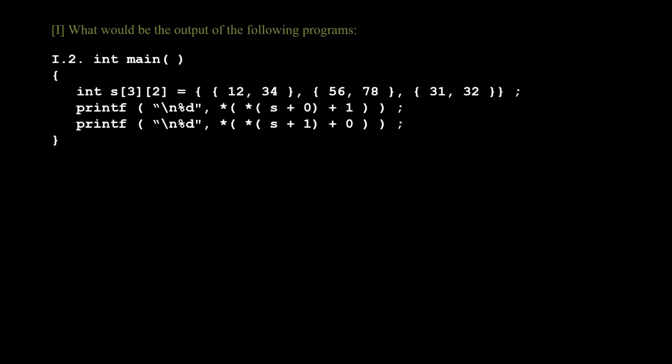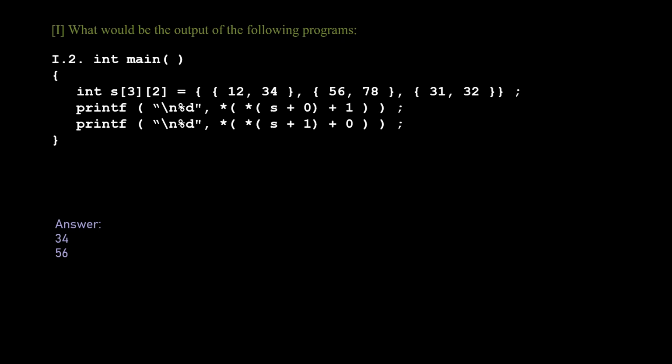Second question. S of 3, 2 and values are assigned and they are printing asterisk of S plus 0 plus 1 and S plus 1 plus 0. So take 10 seconds time to answer the question. Let us see the answer.